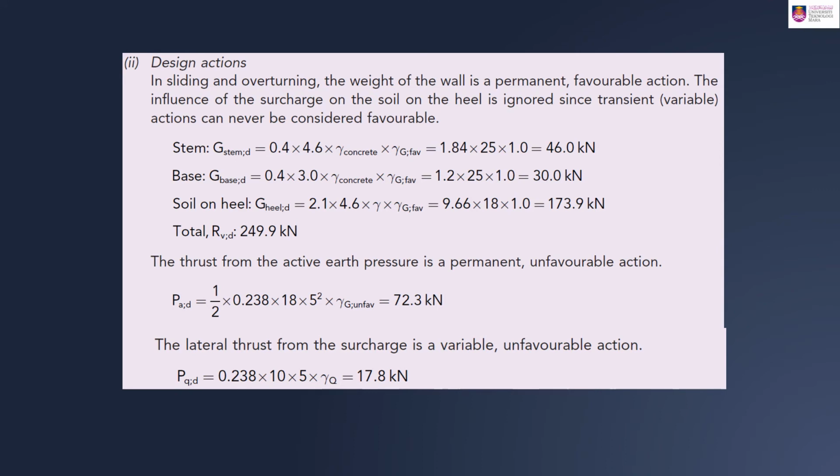The first one is the stem base. For the stem we got 46 kilonewton, base we have 30 kilonewton, and the soil on the heel is equal to 173.9 kilonewton. Therefore, the total vertical resistance is 249.9 kilonewton. The thrust from the active earth pressure is permanent, so this is considered an unfavorable action, or destabilizing action, equal to 72.3 kilonewton. The lateral thrust from the surcharge is variable. It is also called an unfavorable action, so we have the value equal to 17.8 kilonewton.